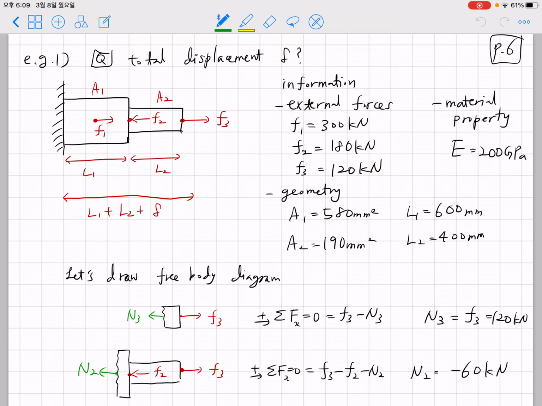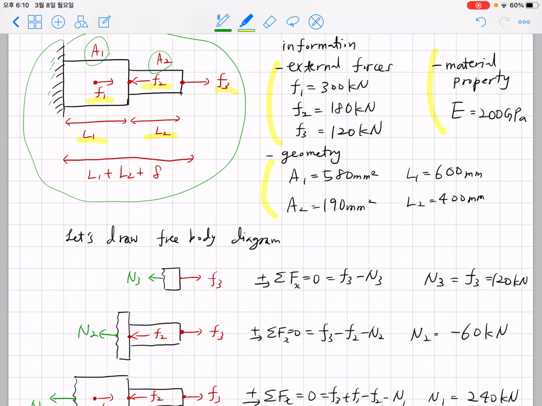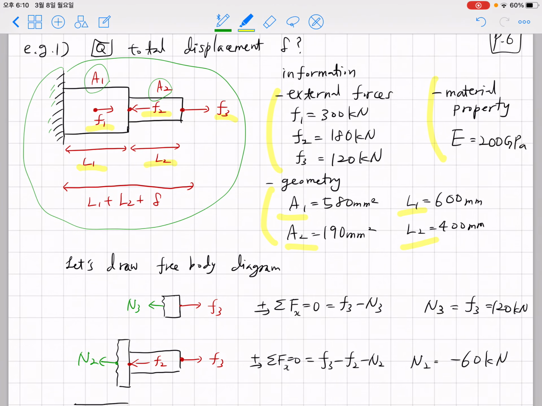One example problem that I can suggest is this typical problem. You have a rigid wall here and a pillar, but the pillar does not have the same cross-section. It has a large cross-section A1 in the beginning, but after some point it becomes a smaller cross-section A2, and there are three forces acting, F1, F2, and F3, and the original lengths are L1 and L2. The information for this problem is the external forces and the material property, Young's modulus, and geometrical parameters like A1, L1, A2, and L2. This problem asks us how to obtain the displacement delta.